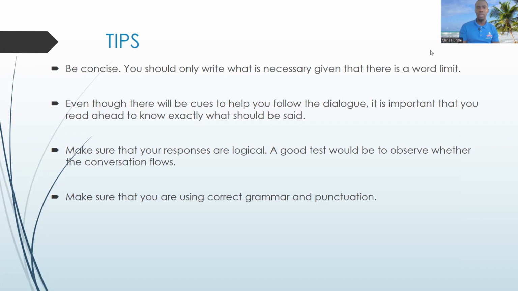So the third general tip would be to make sure that your responses are logical, naturally, right? And a good test would be to observe whether the conversation flows, right? So to know if your responses are making sense, you would have to compare them with the responses that have already been given for you, right? And if the conversation flows, then you know most likely that your responses make sense. But if your responses are not flowing with the conversation, then you know it is likely that your responses are not logical, okay? Naturally, you need to make sure that you're using correct grammar and punctuation. Very important, all right? So when it comes to the contextual dialogue, these are 4 tips that would take you a long way, right? Simple, but very important.